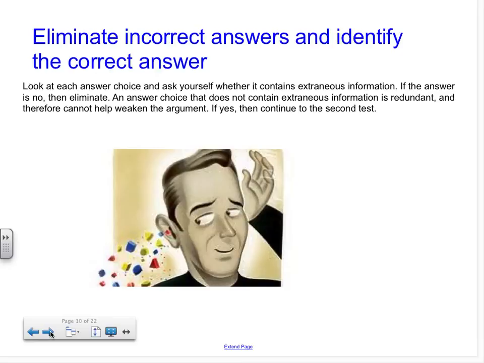Your job is to eliminate incorrect answers and identify the correct answer. Look at each answer choice and ask yourself whether it contains extraneous information. If the answer is no, then eliminate. An answer choice that does not contain extraneous information is redundant and therefore cannot help weaken the argument. If yes, then continue to the second test.